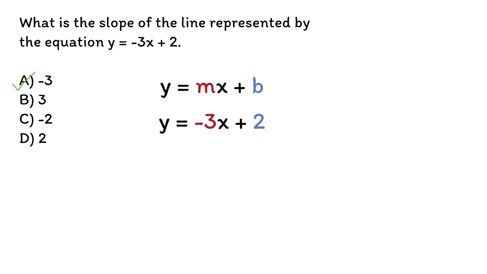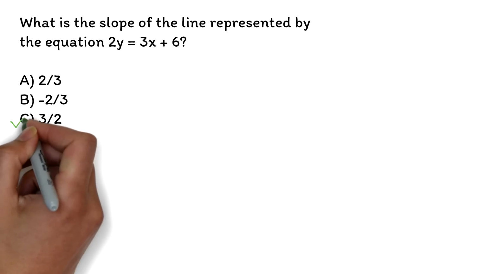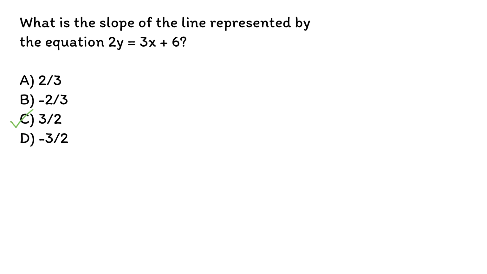Let's look at a similar question to this, but one that will require a little more. What is the slope of the line represented by the equation 2y equals 3x plus 6? A. 2 over 3. B. -2 over 3. C. 3 over 2. D. -3 over 2. The correct answer is C. 3 over 2. This is similar to the previous question, but you have to be careful.